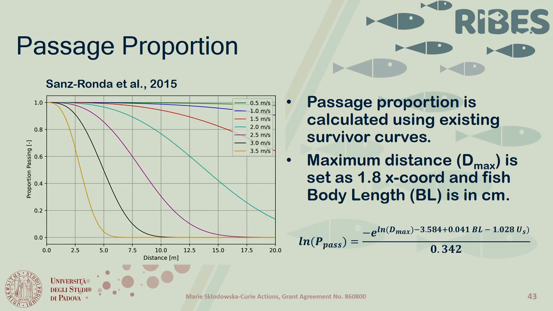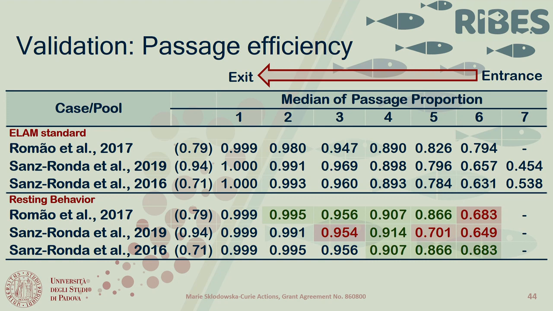An added value that we wanted to try was also to reproduce the passage efficiency. How? Also at the University of Valladolid, they performed models on the survival curves of the Iberian barbel based on the fish swimming velocity, the distance that they have to travel, and the maximum distance and the fish body length. Sorry, but we didn't succeed.